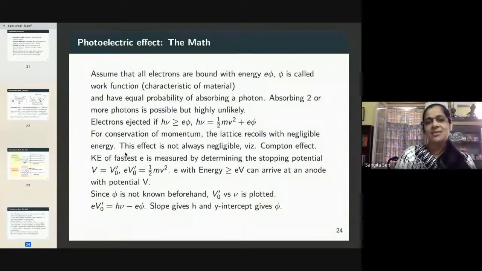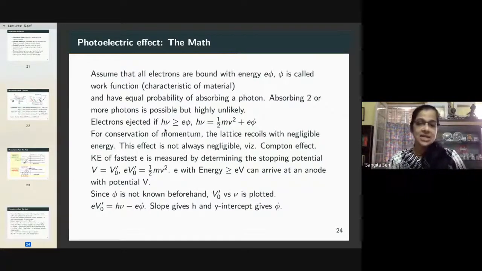And it was also proposed that the probability of absorbing a photon for these electrons is more or less equal. Now, for one electron to absorb 2 photons and then acquire enough energy to be emitted, this is a possible process, but it is an unlikely process. So we ignore it in the first explanation. Okay. And then we propose that the electrons are ejected if the unit energy of this one photon or one quanta of energy of light is higher than E phi. And whatever the balance energy, that becomes the kinetic energy of the electron. Okay. In addition, the momentum should also be conserved.